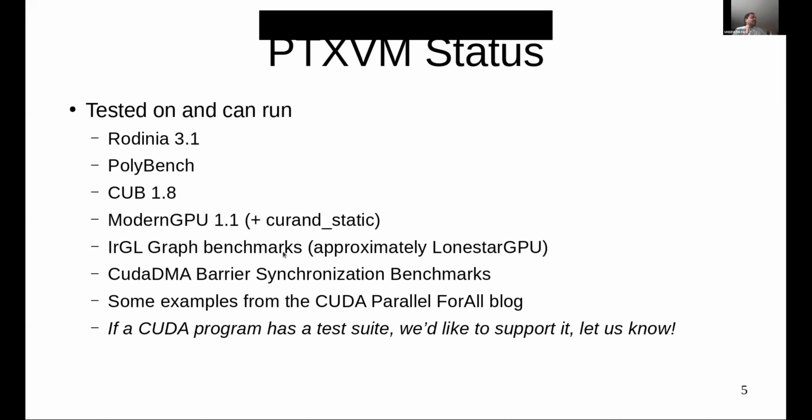hard. It can run the IrGL graph benchmarks, which is approximately Lone Star GPU, but Lone Star GPU only contains the fastest versions, whereas in IrGL graph, there are many, many more, and it can run all of them. We've got some really nice support for all the weird barrier synchronization tricks that CUDA DMA supports. We can run examples from the CUDA Parallel for All blog, although we haven't done an exhaustive test. We just picked random interesting examples from there and tried them out.